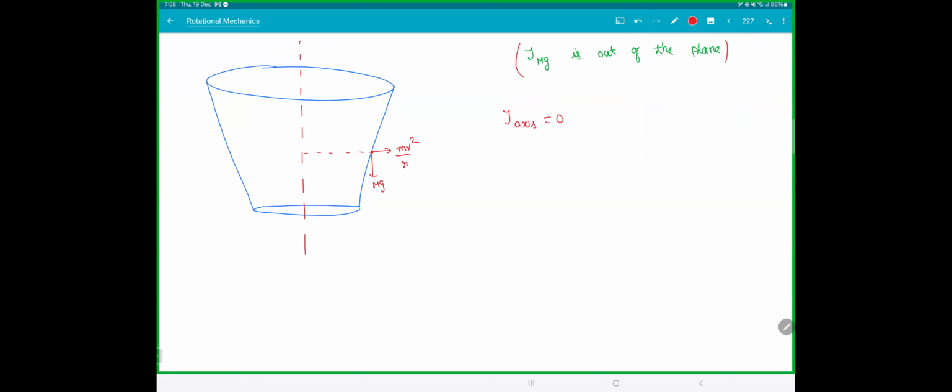Now remember this thing. If they ask you is the torque 0, torque is not 0. But torque about this axis is 0. Is that making sense? Mg is giving torque, but there is no torque in this axis. So that's what I'm saying. If the torque is 0 about a particular axis, then angular momentum is conserved about that axis. Therefore, angular momentum about this axis is constant.